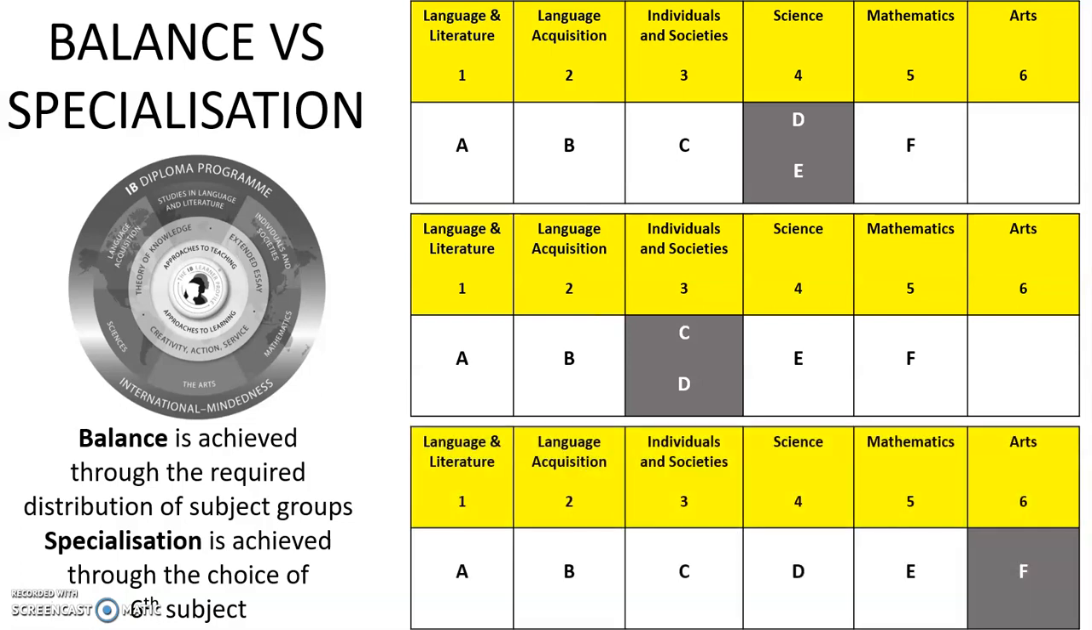Or you could have this configuration here, where your 6th subject comes from group 6. In other words, you would pick one of the arts subjects as your 6th course. And so in that case, the 6 courses would be evenly distributed across all of the 6 groups, A, B, C, D, E, and F, as they are written here.